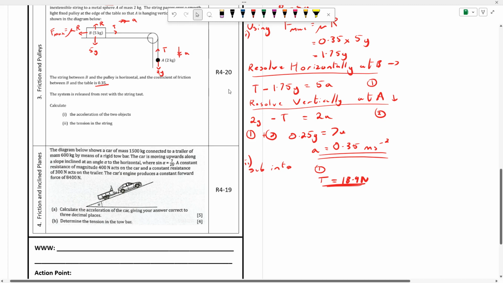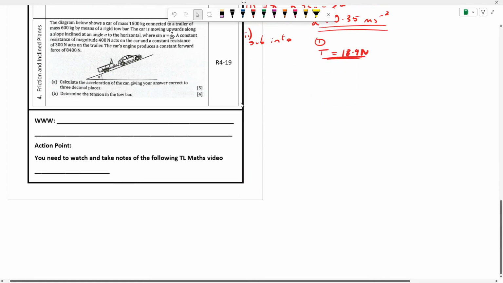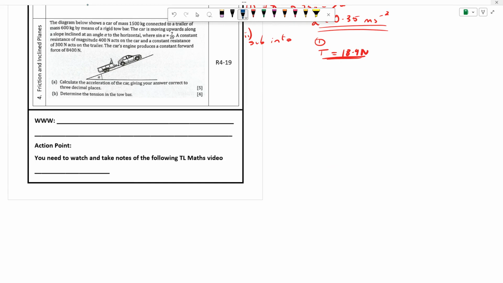So the final question, quite a tricky one, is this one here. So I've got a diagram, so it's friction and it's inclined planes, but also I've got a car and a trailer connected, which makes things a little bit more awkward for us to deal with. So the diagram shows a car which is mass of 1,500 kilograms connected to a trailer of mass 600 kilograms by means of a light rigid tow bar.